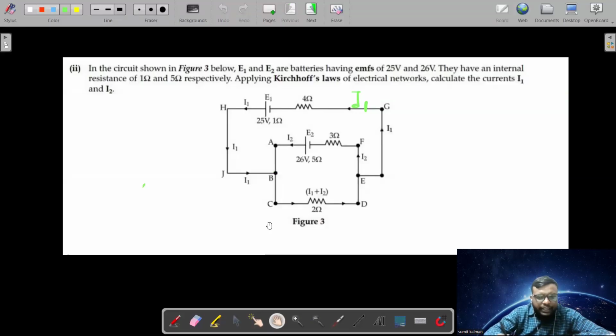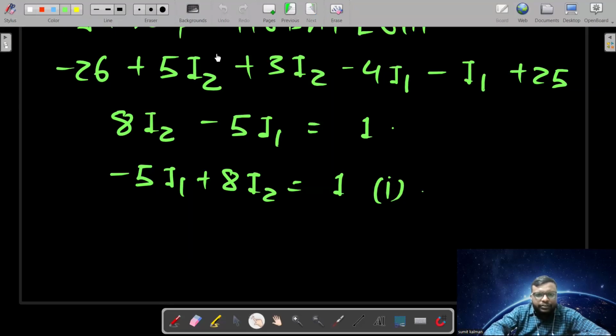In loop ABCDEFA. I am repeating again once more: ABCDEFA. So here, if you apply KVL, then you will get I1 plus 5I2 is equal to 13.